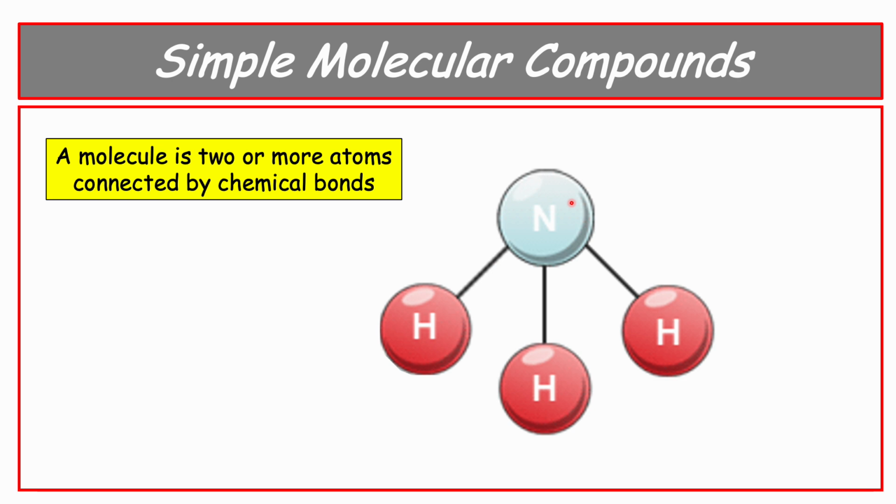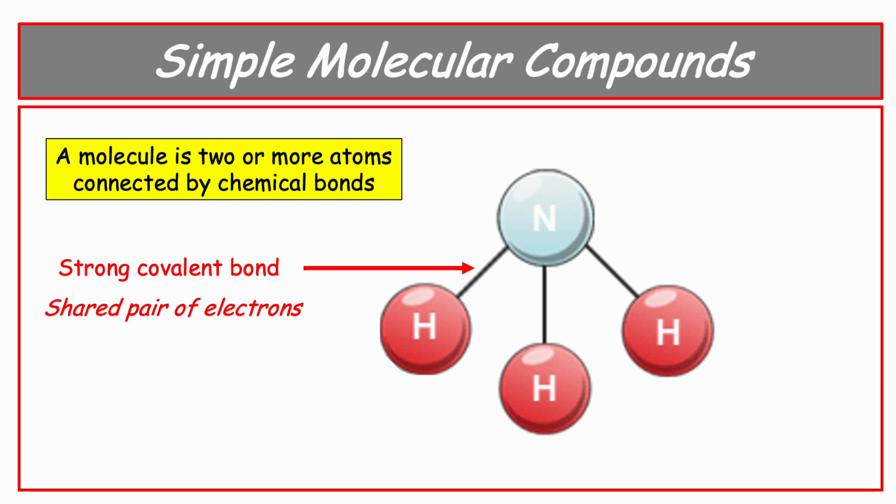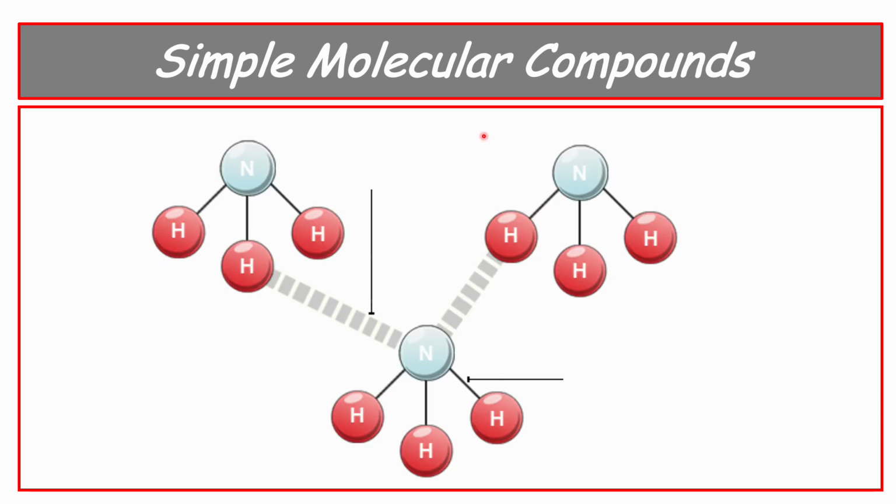So, how many atoms can we see on the board? I can count 1 nitrogen, 3 hydrogens, so there are 4 atoms in total, and these are held together by 3 covalent bonds. Covalent bonds are all extremely strong, and that's really important. So these lines are my shared pair of electrons, which are really strong and take a lot of energy to overcome. But there's a really important distinction we need to make.